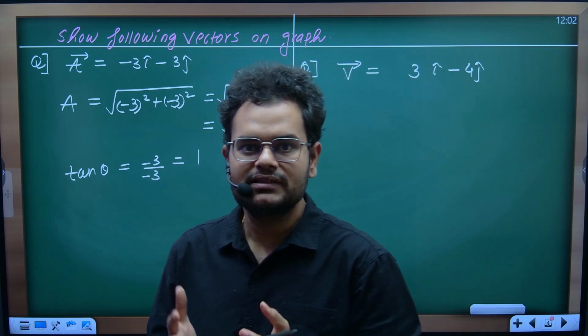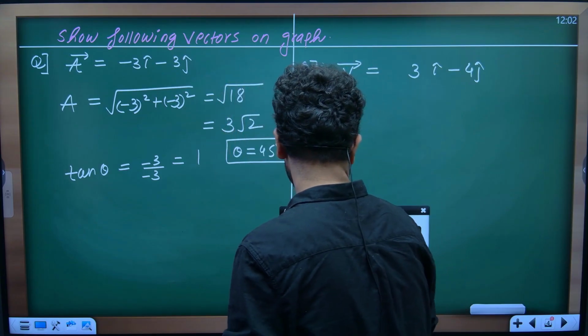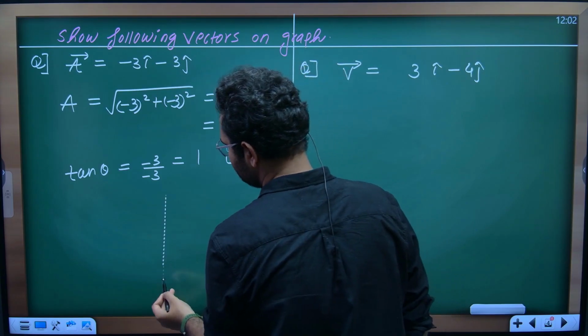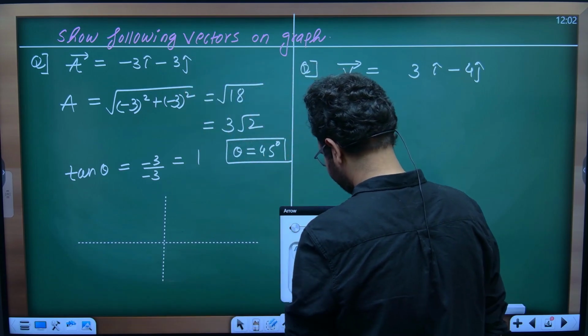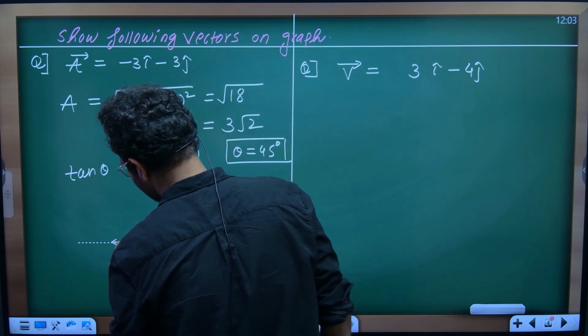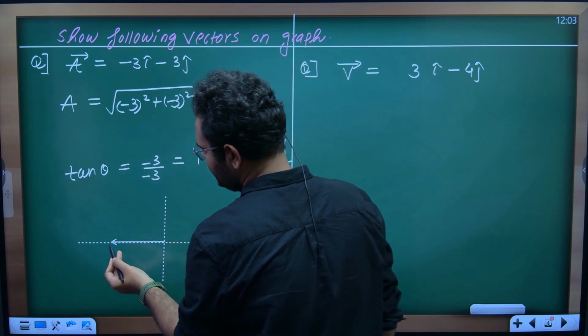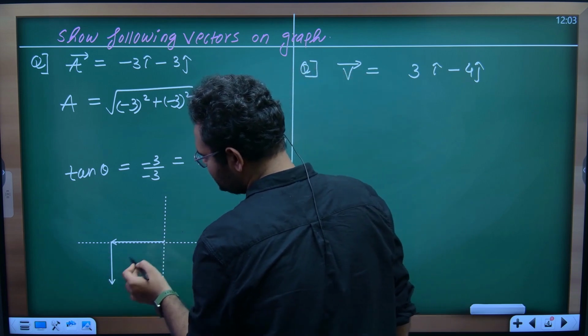What else? Sir, can you draw this on a graph? Yes, I can draw this on a graph. For that, let me draw the x-axis and y-axis. So this is my y and this is my x-axis. Now, mother is telling to go in minus 3. So I will go here, negative x-axis. Then, sir, negative y-axis. So where is mother? Join these children, you will get mother.